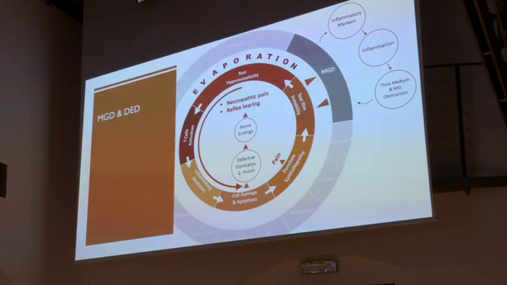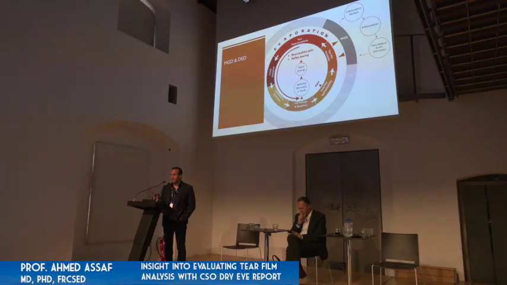And there is, of course, a close relation between the dry eye and meibomian gland dysfunction. Dry eye can induce meibomian gland dysfunction, and meibomian gland dysfunction induces dry eye, and both are coming together, interacting in a vicious circle and leading to each other.